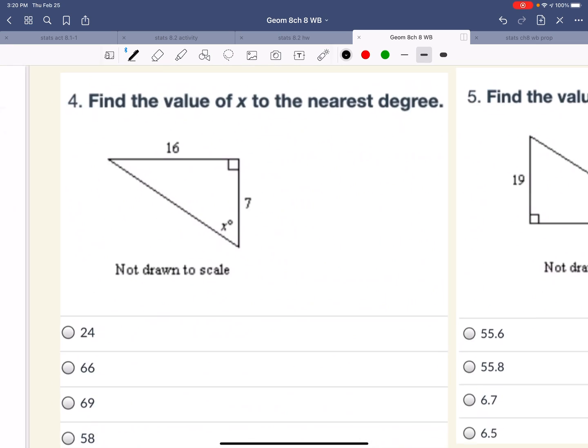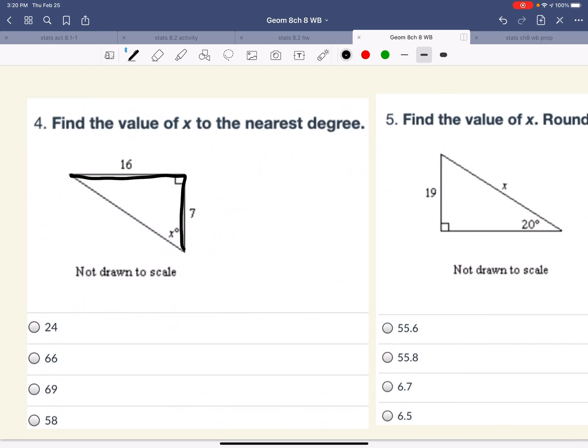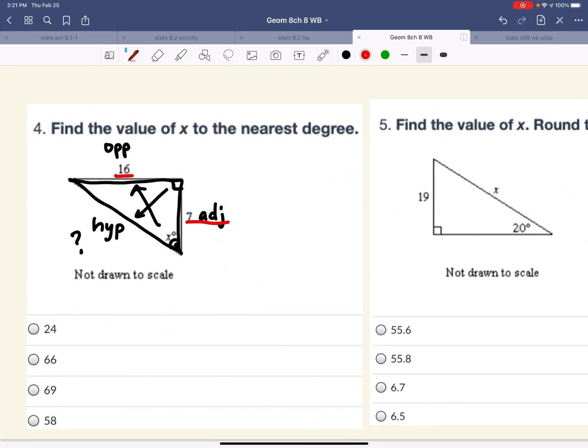All right, question number 4. We have a right triangle and a reference angle. So I have my opposite side. Opposite the box is my hypotenuse, but nothing's here, right? And then the side I haven't labeled yet is adjacent. So I need to find the ratio that uses opposite and adjacent. And I hope your brain is thinking, oh yeah, it's tangent. The tangent of x is opposite over adjacent, TOA.